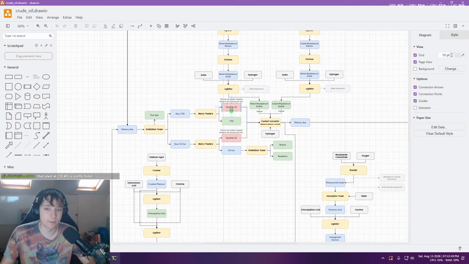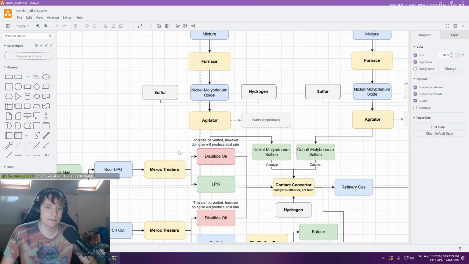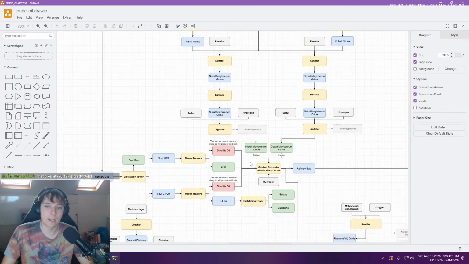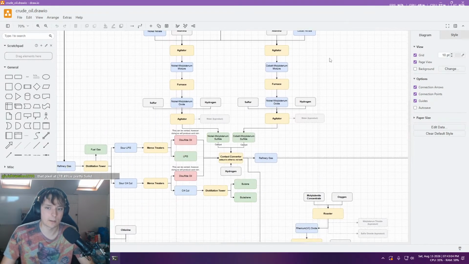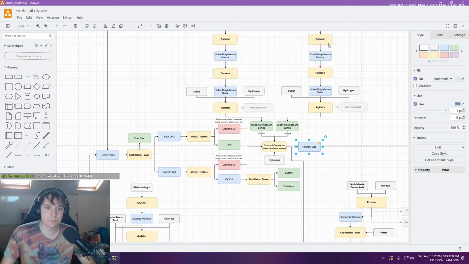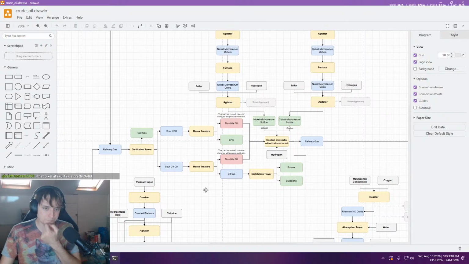Red is just defined as something that you don't have to process next, but if you do process it, then you're avoiding the negative downsides. In this case that's acid rain, and it also means you can recycle some of it to get back refinery gas, which loops back around to here.